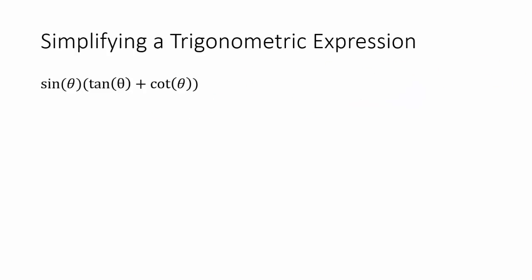So let's try another one here. Let's see if we can simplify sine of theta times the quantity tangent of theta plus cotangent of theta. Here, I'm just going to apply the distributive property. So this is going to distribute the sine of theta to both of my terms here.